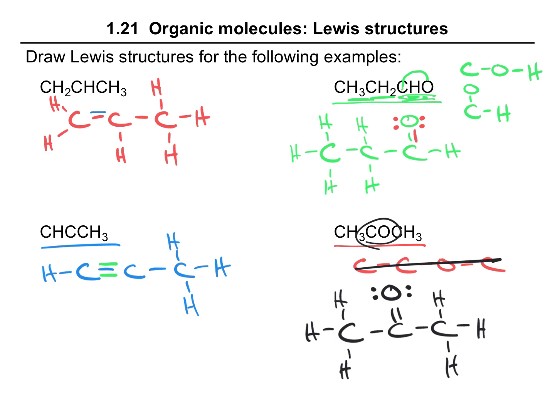Now this compound is an example of a ketone. It has the same C double bond O that we had up here. This is a common structural feature, but this carbon is connected to 2 carbons, so this one is called a ketone. In particular, this is acetone, which is a solvent that you use quite frequently in the organic lab.